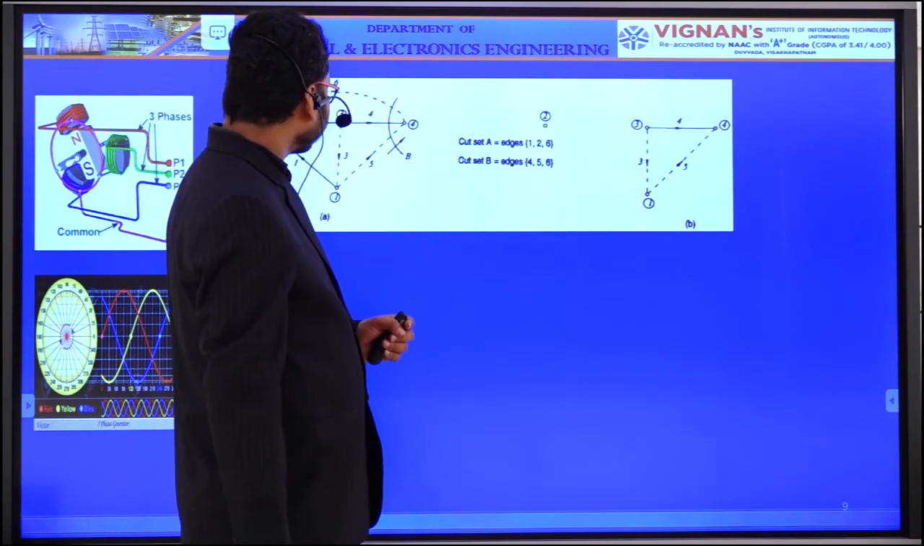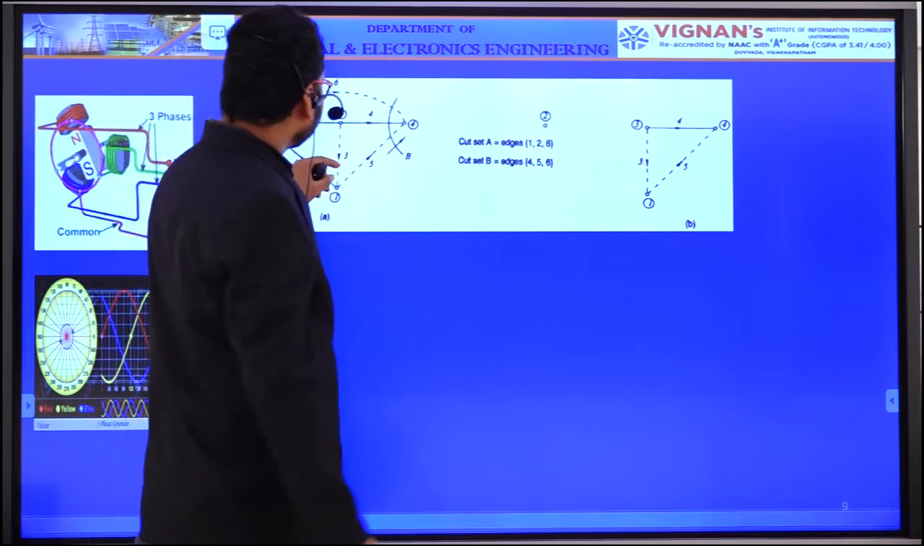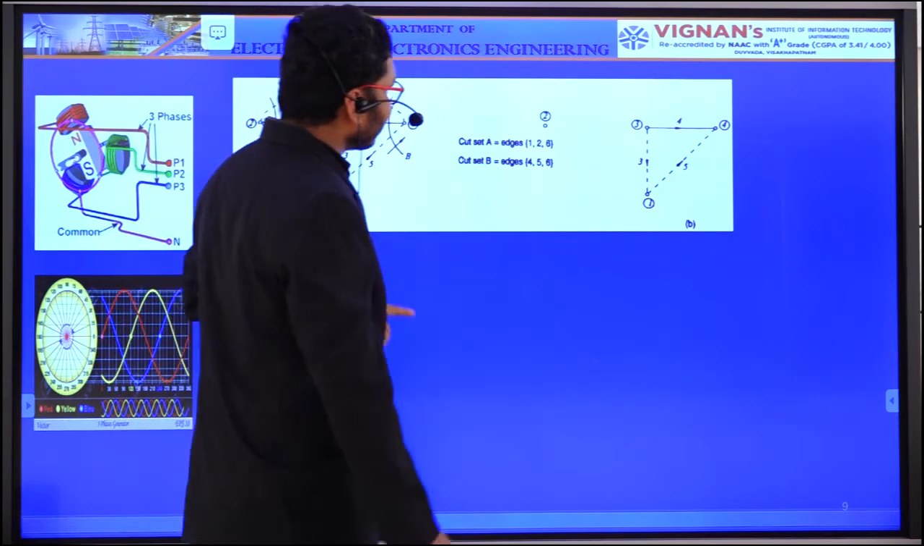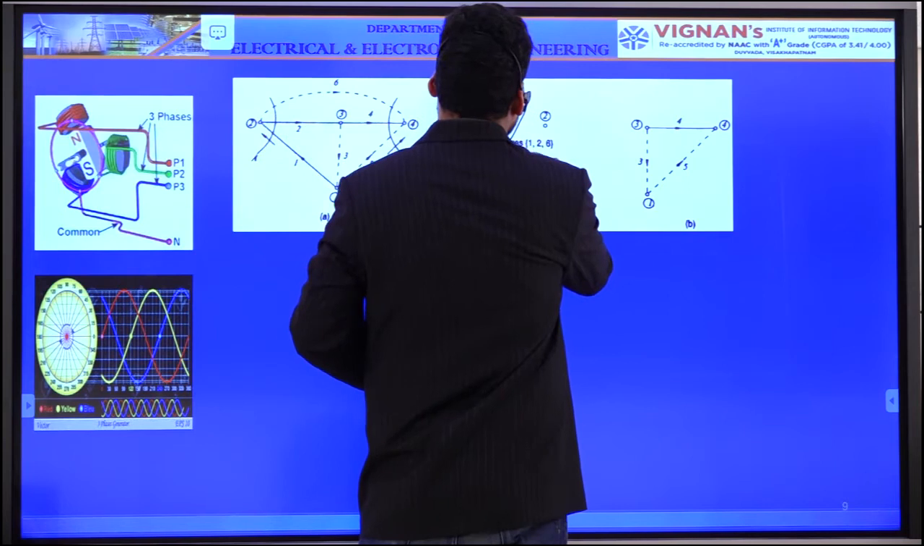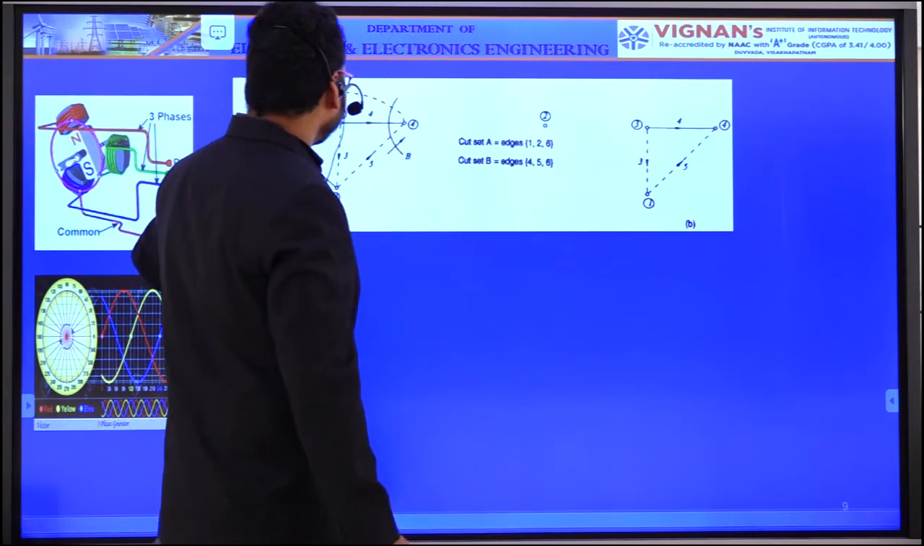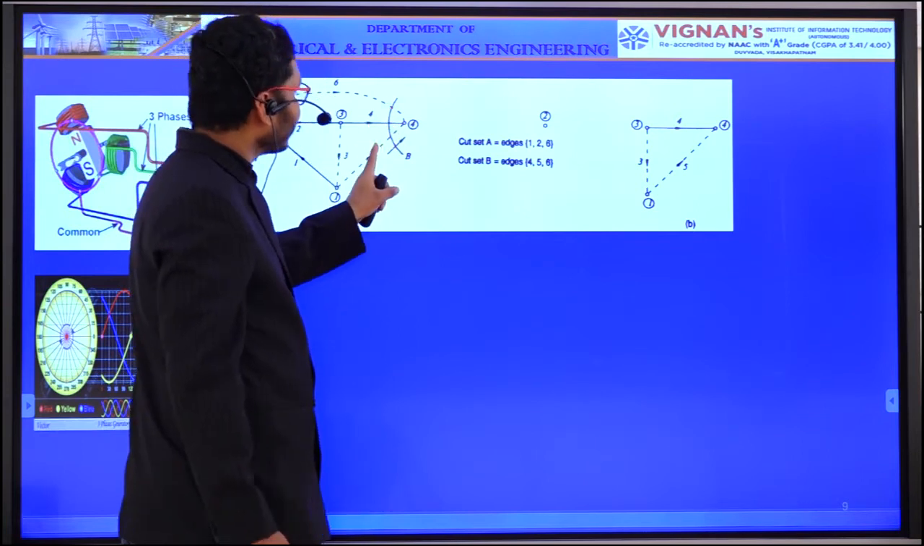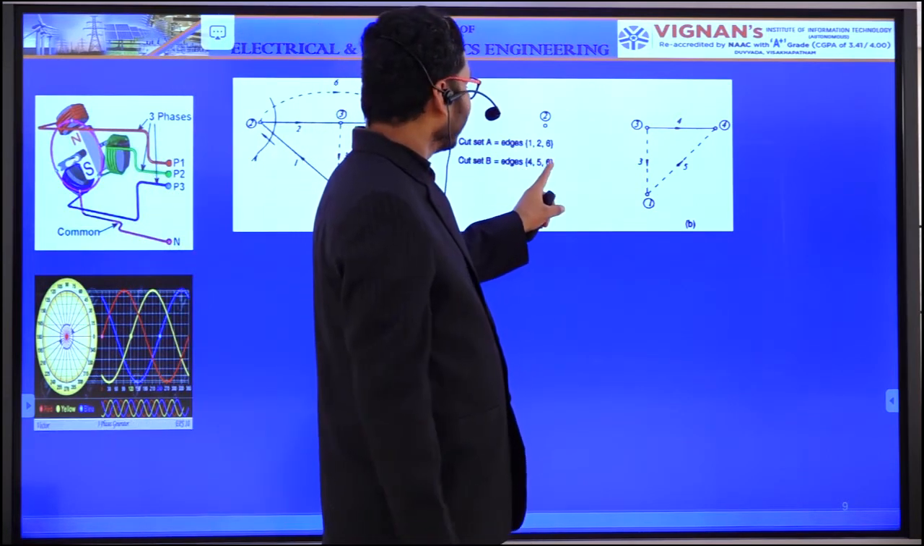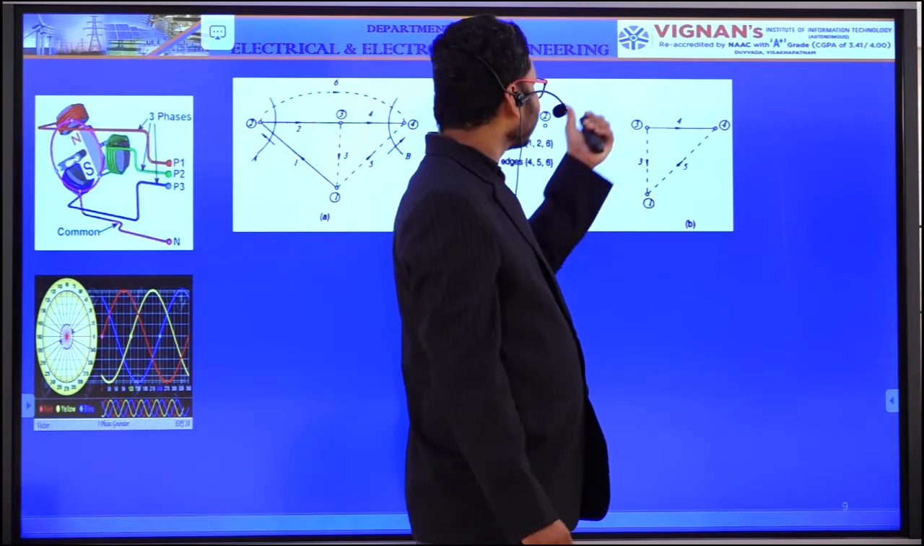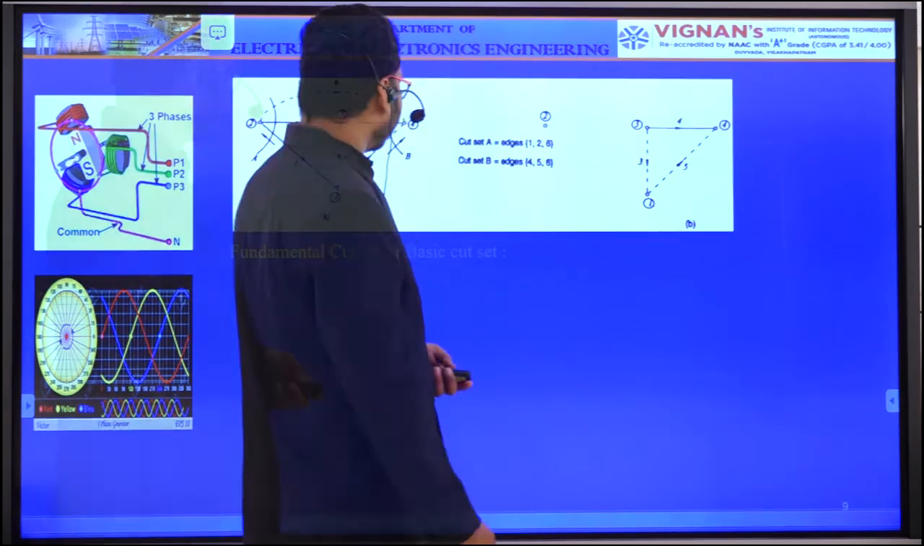Okay, cut set A. I am removing 1 to 6. So what you will get? So here 1 to 6. It's just 1 to 6. Okay, if you remove, that is cut set A. Suppose it's just removing 4, 5, 6, that is cut set B. Okay, this is for cut set A, cut set A graph.